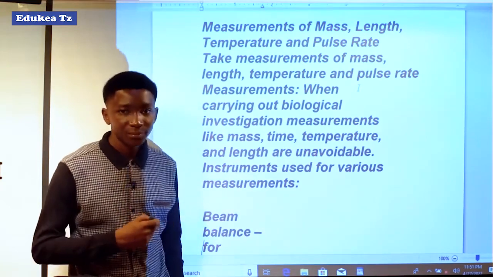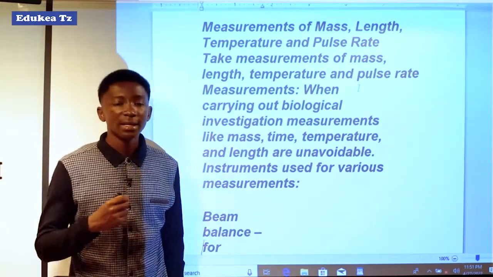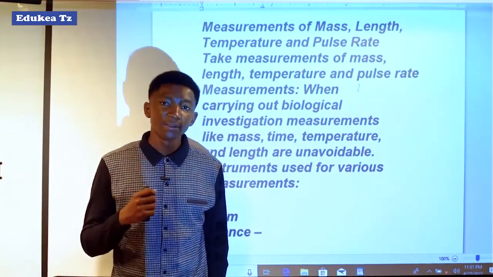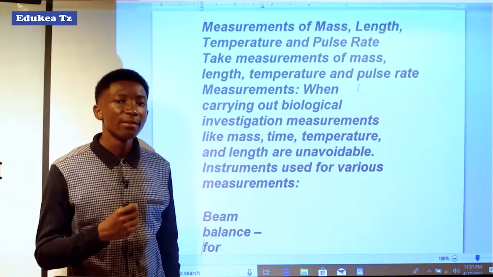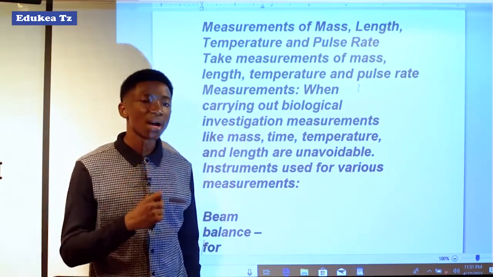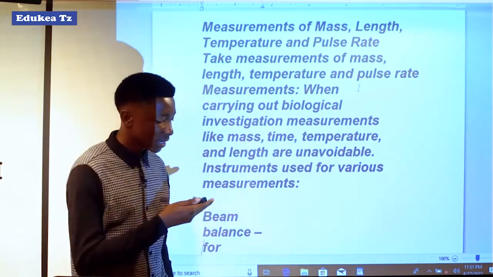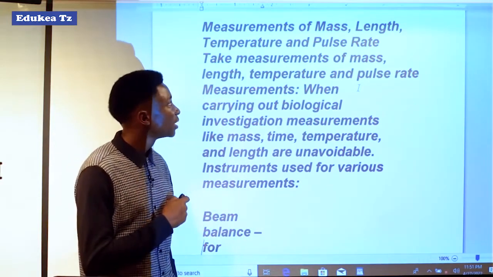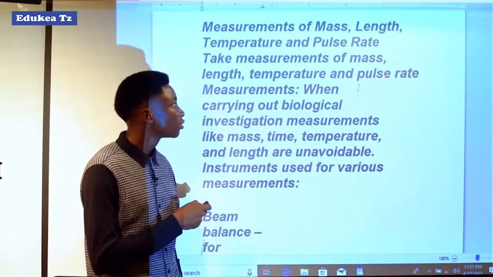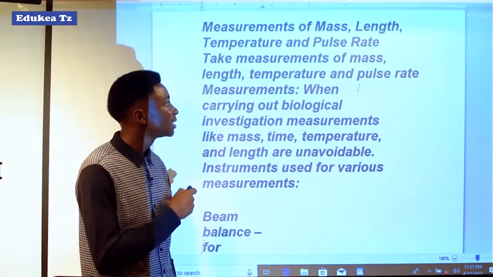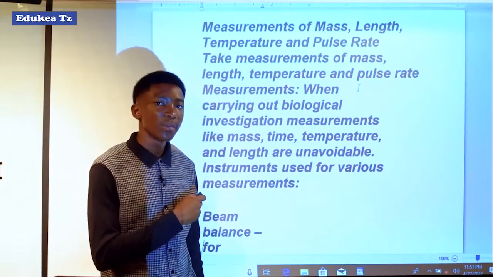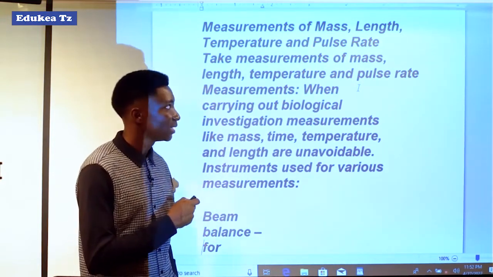We say when you do a biological investigation or biological experiment, there are some requirements you will never avoid, so as to practice and to do the experiment. And those which you cannot avoid are the mass, length, temperature, and pulse rate. These are the basics for carrying out experiments in the biological scientific process.